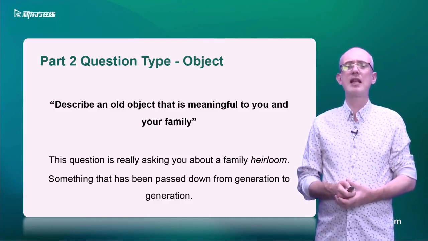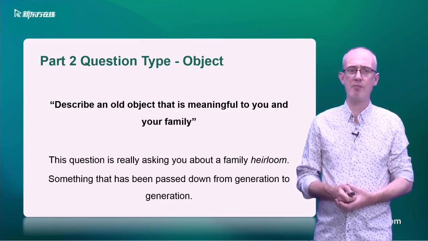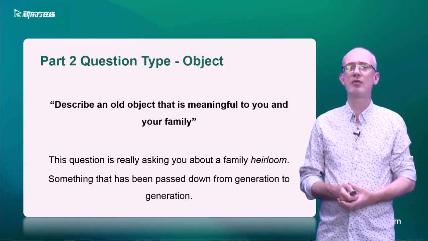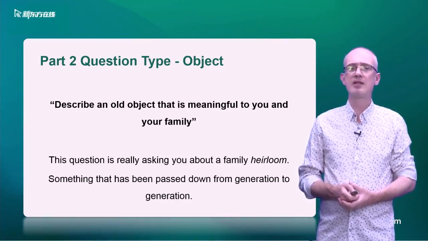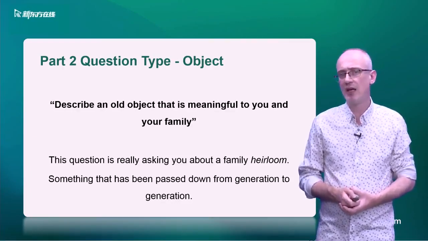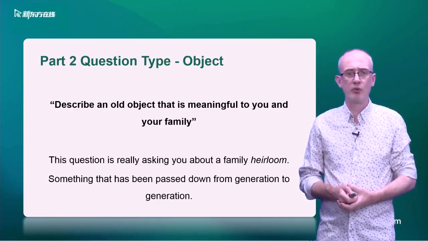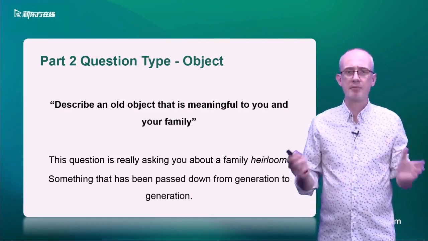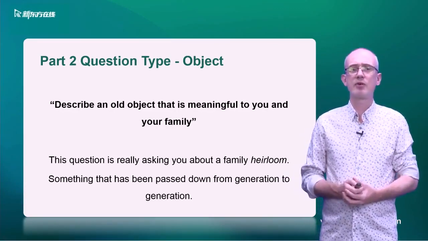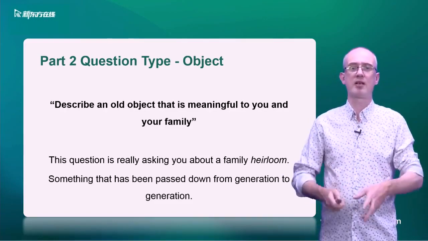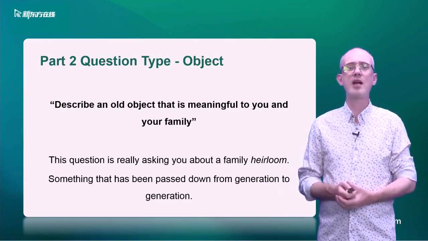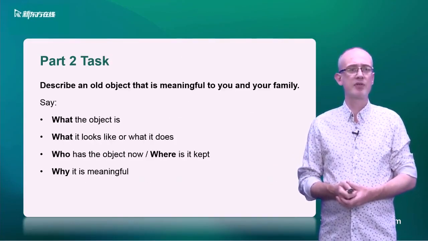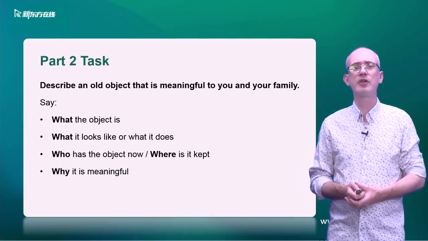Well, this question is really asking you about a family heirloom, something which has been passed down from generation to generation, an heirloom. Sometimes the question is phrased differently, and it asks about a piece of jewellery or a photograph or something which has been kept in your family. Let's prepare and train ourselves to talk about old objects, and then we can cover a whole range of possible Part 2 questions. So, describe an old object that's meaningful to you and your family.